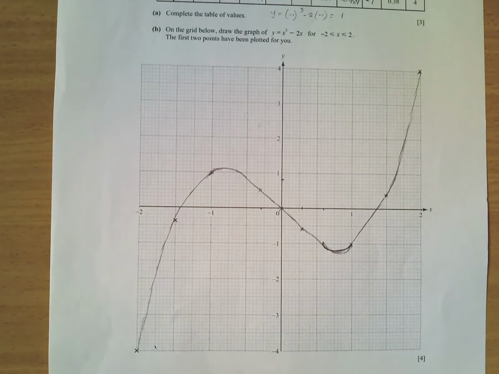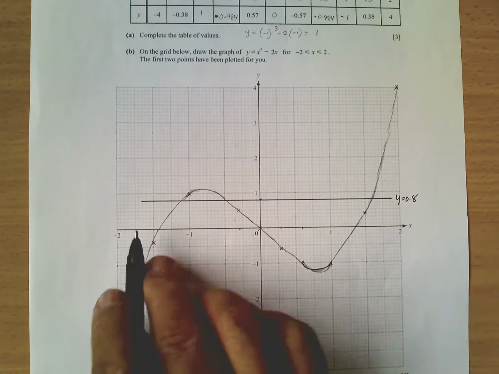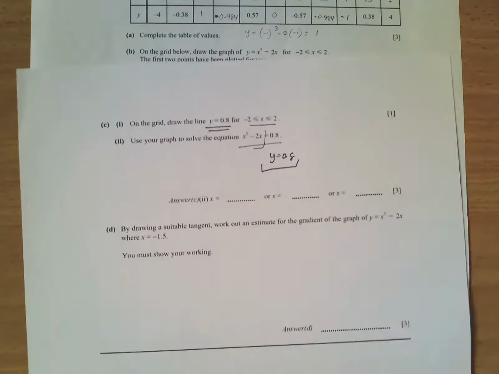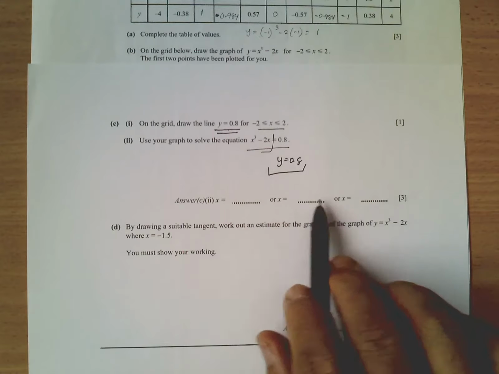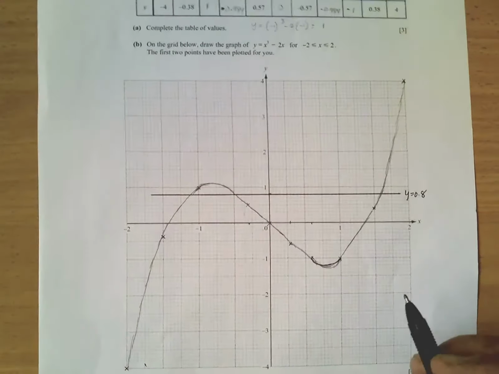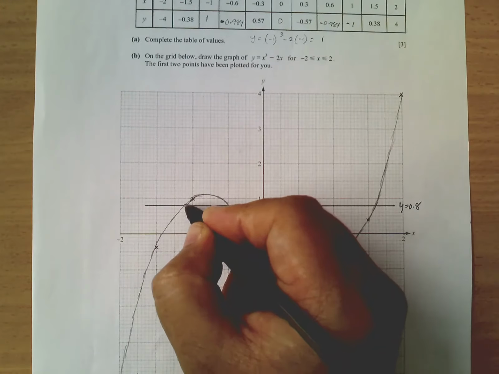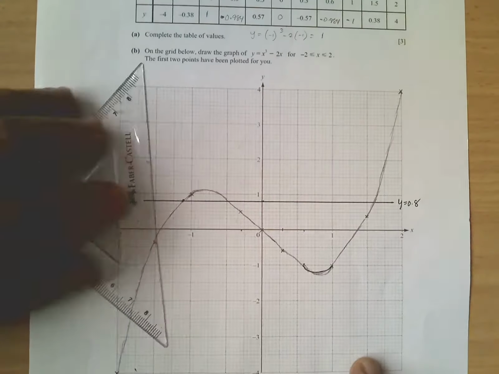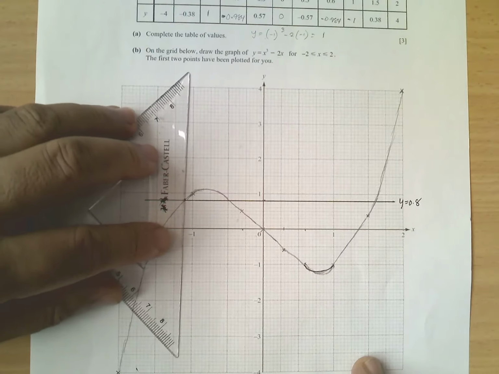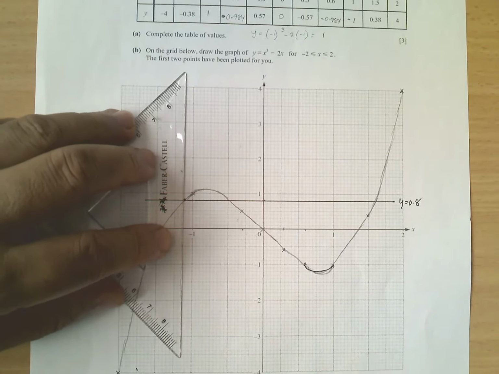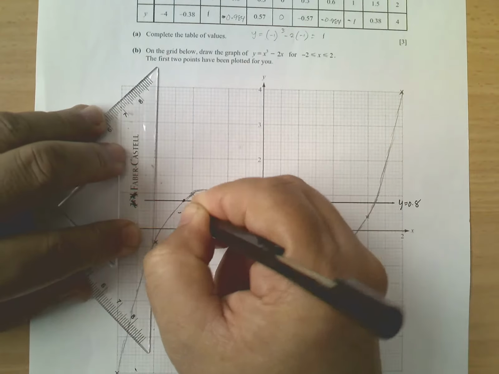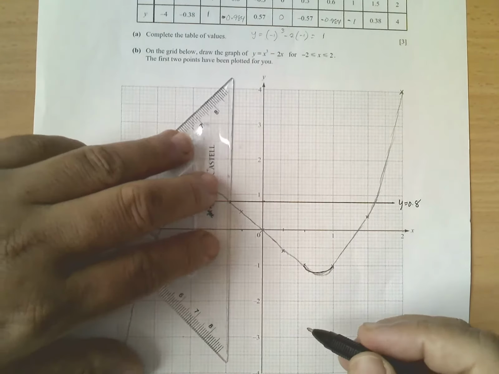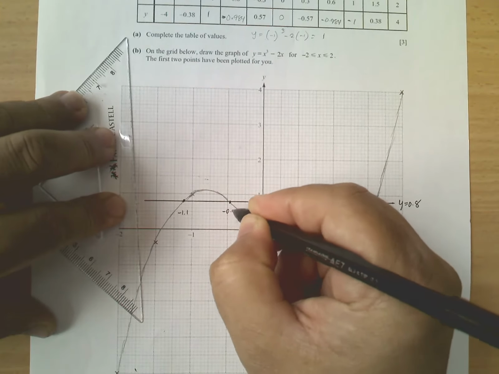Alright, so let me get a ruler. After drawing that line y equals 0.8, the answer to the question, because it says hence solve, is that there are 3 points of intersection, and those are the values. This value is about negative 1.1 or something. And this one here is around negative 0.45.